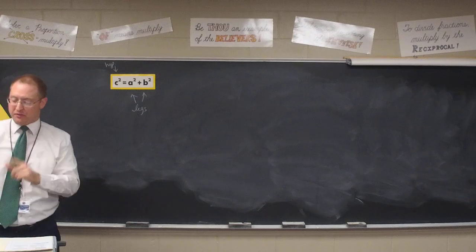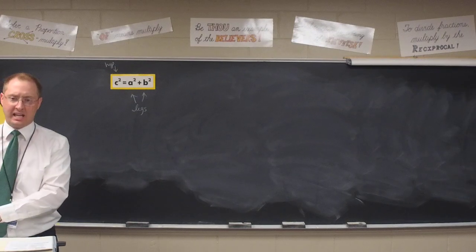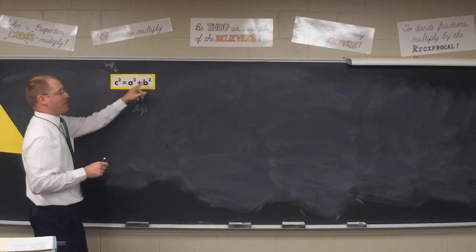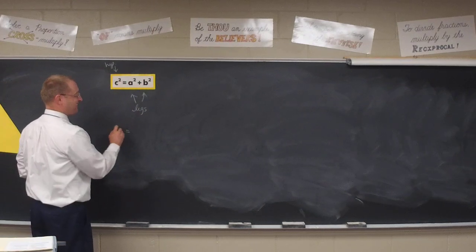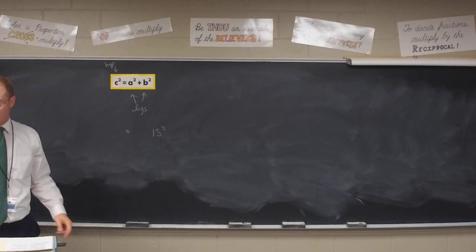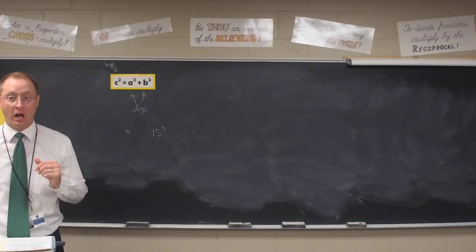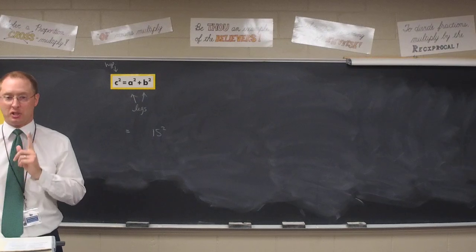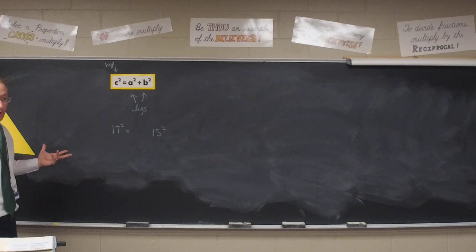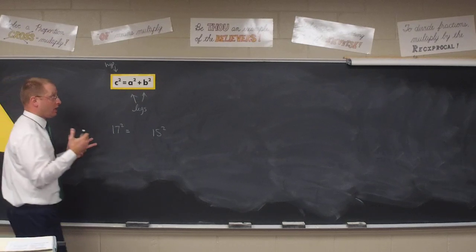Class, the 15 here is a leg. So one of these two has got to be 15. Bryson, which one? Let's say B squared. 15 squared in for the B squared. The 17, class, that's the hypotenuse. That has to be C. So I'm putting the 17 squared here. So the thing I don't know this time is A squared.